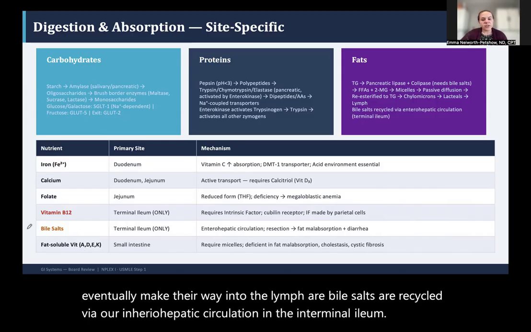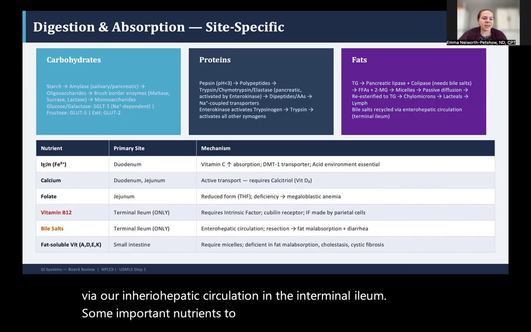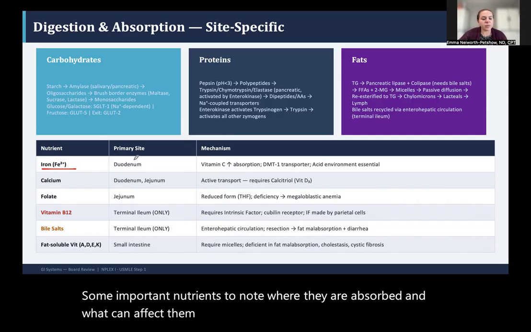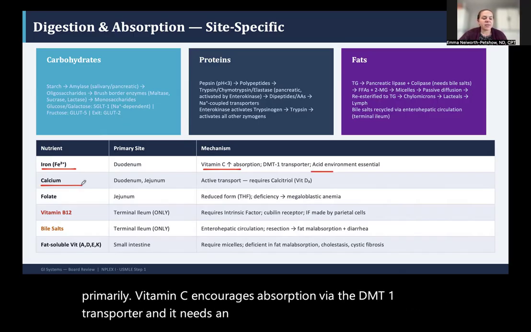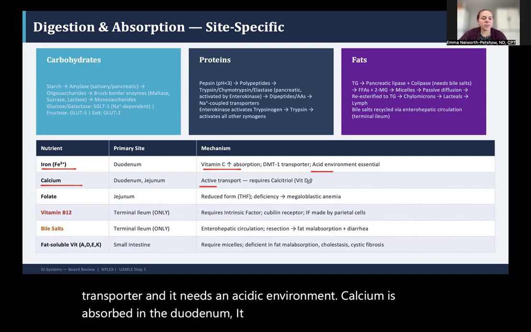Some important nutrients to note, where they're absorbed and what can affect them, are iron, which is absorbed in the duodenum primarily. Vitamin C encourages absorption via the DMT1 transporter, and it needs an acidic environment. Calcium is absorbed in the duodenum and jejunum. It's absorbed via active transport and requires calcitriol, or vitamin D3.